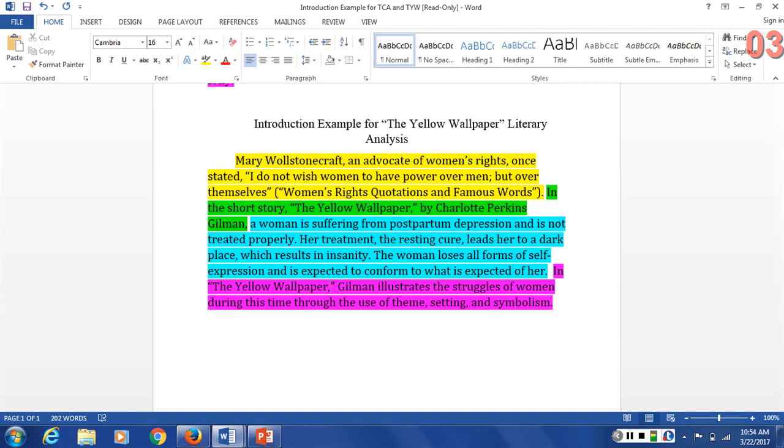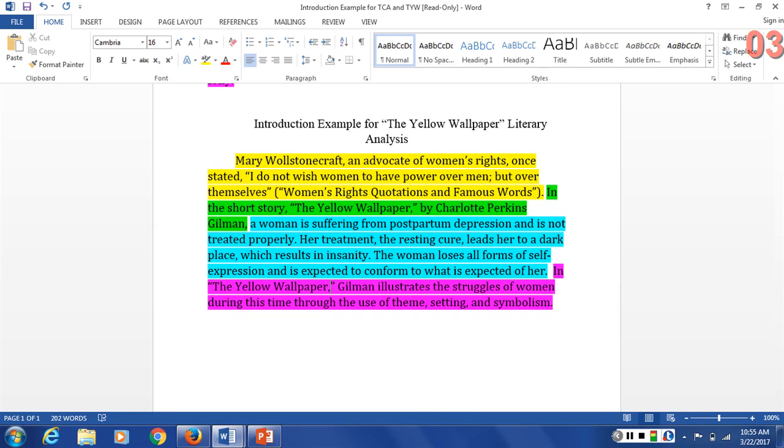So I mentioned the 3 literary elements that I'm discussing, but you also could become more specific there. And you could say the use of the theme of women's role in society, the setting of the room that she's kept in, and the symbolism of the yellow wallpaper. So you could also include the specific examples there within the thesis statement. So this gives you an idea of what an introduction paragraph should look like for a literary analysis and all the parts that should be included.